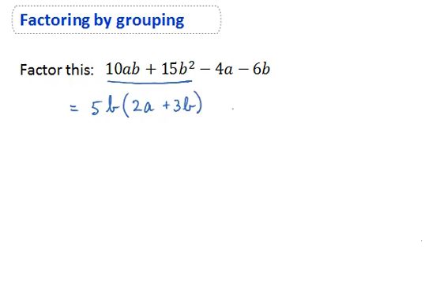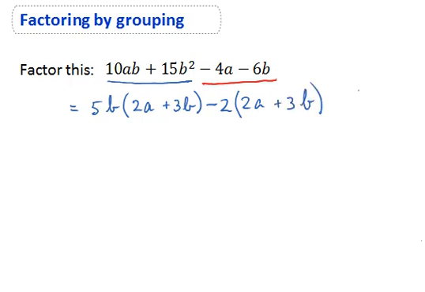We're not finished yet because there's two more terms to look at. Let's underline those in red. Looking at the two terms at the end, we see that each of them can be divided by 2. Not just any 2, though, negative 2. So let's factor out negative 2. If we divide each of those by negative 2, we'll be left with, in the brackets, 2a plus 3b.